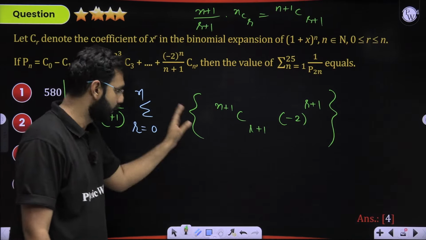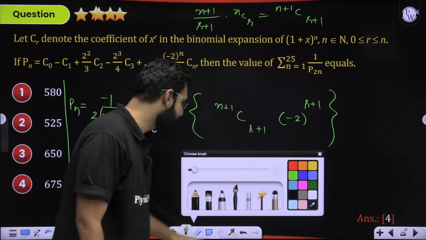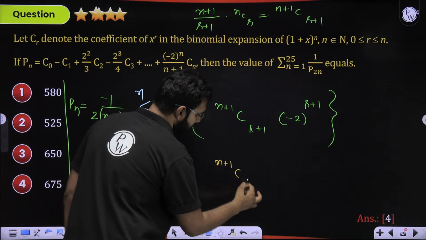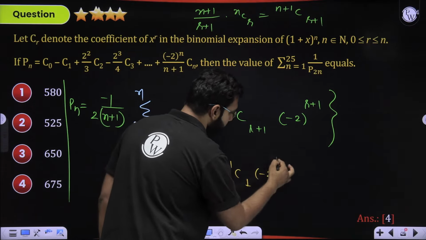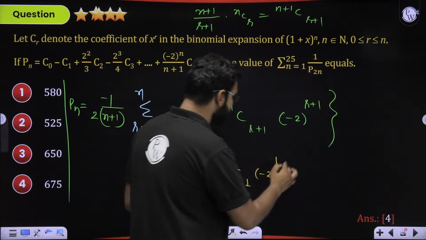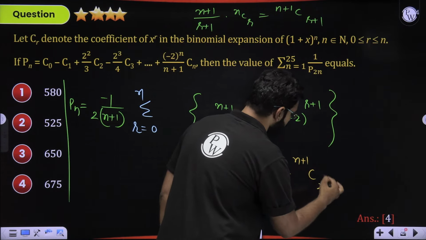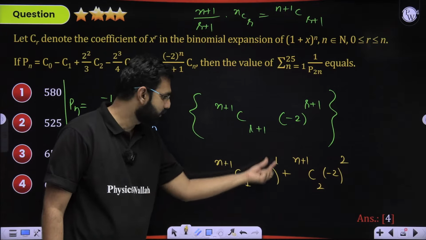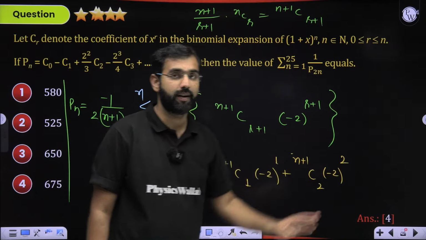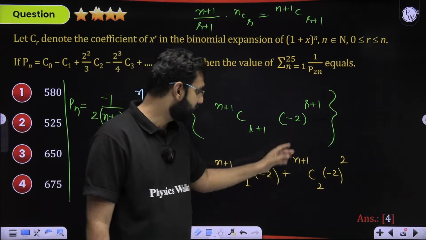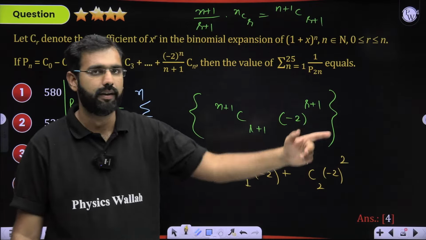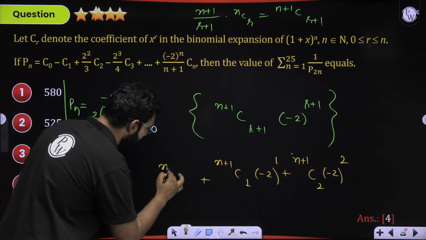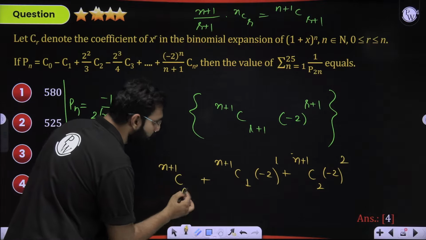When you put r as 0, I'm just trying to make you see this expansion. How will it look? Just look at its expansion, students. When r is 0, it will be n plus 1 C1 times minus 2 to the power 1. Then when r is 1, it will be n plus 1 C2 times minus 2 to the power 2. I hope you're understanding: nCr x to the power r, that is nC1 x to the power 1 plus nC2 x to the power 2 plus nC3 x to the power 3. So the only thing we are missing here is n plus 1 C0 times minus 2 to the power 0.